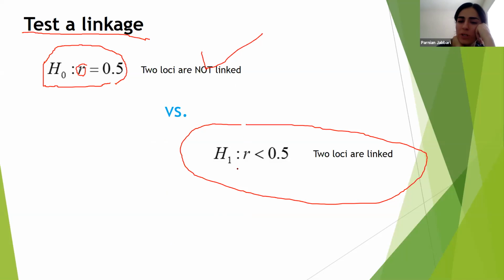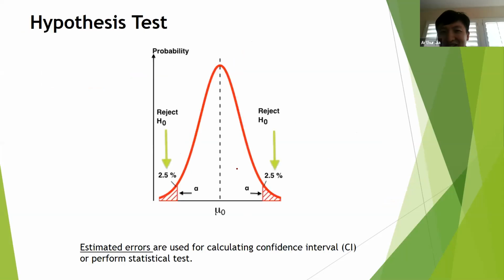Yeah, sorry. Go ahead. What should be the cutoff for the probability? What probability do we consider as high so that we can say that these are not linked? Good question. Yeah, this slide shows that.